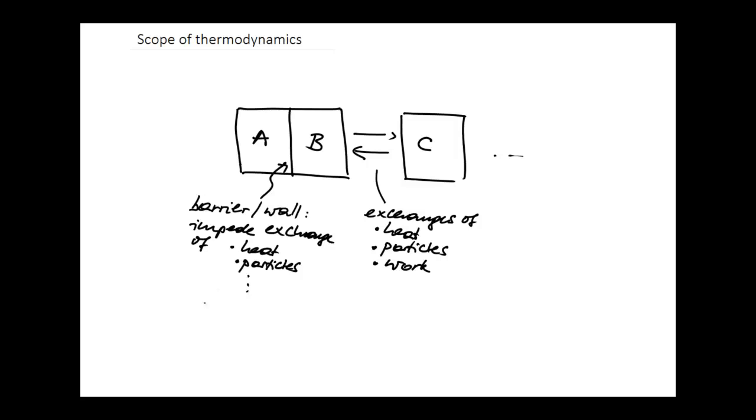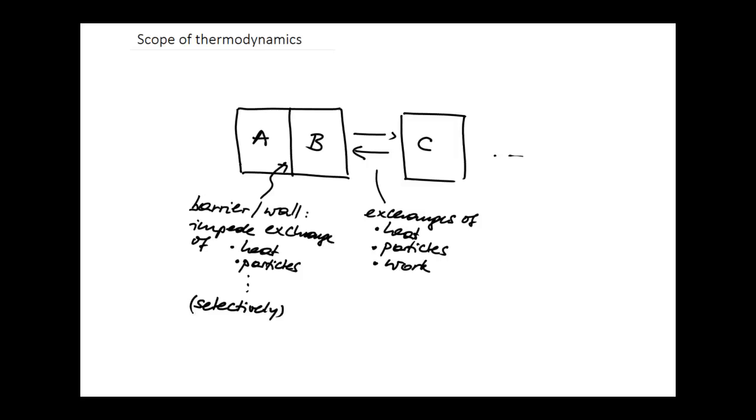And you can do this selectively. So you can, for example, between two systems, insert a wall that impedes the exchange of particles, but it's a perfect heat conductor, and therefore it allows the exchange of heat between A and B. Alternatively, you can have a wall that impedes the exchange of particles, but is also insulating, so it also impedes the exchange of heat between the two systems.